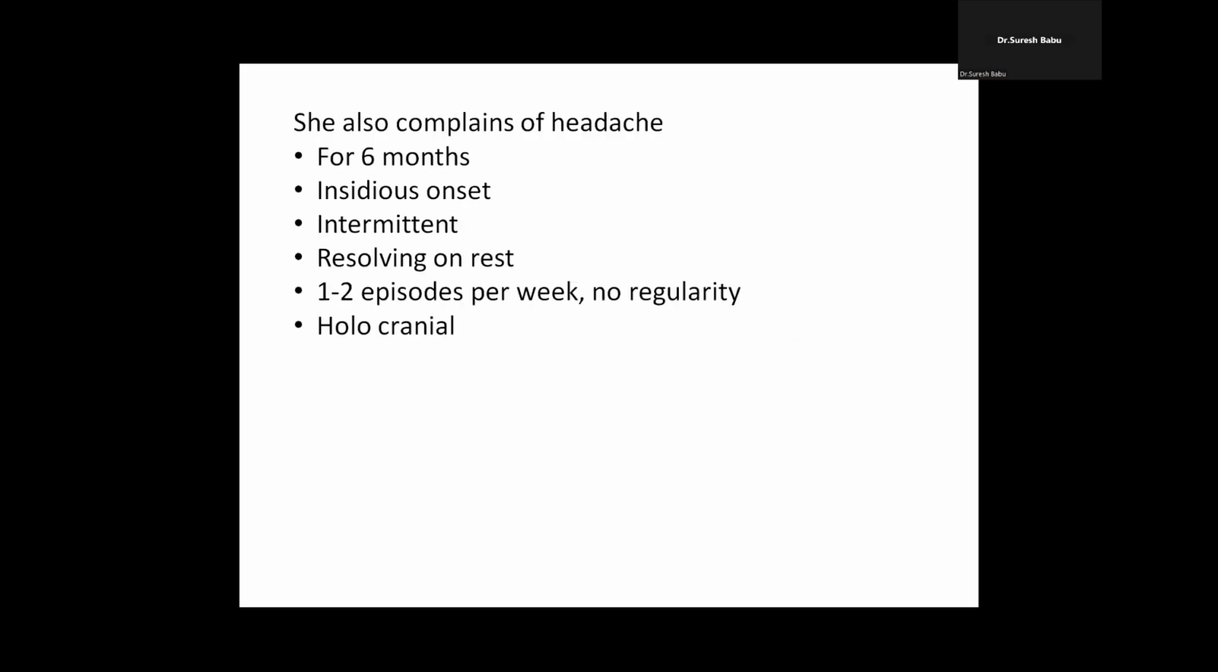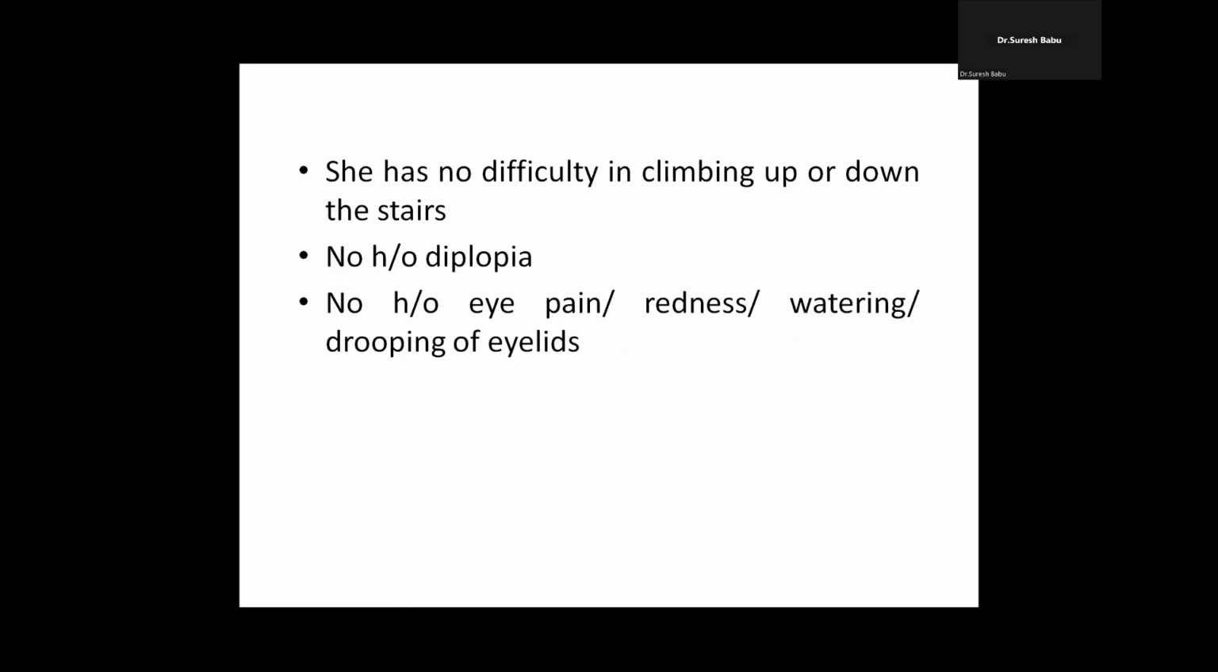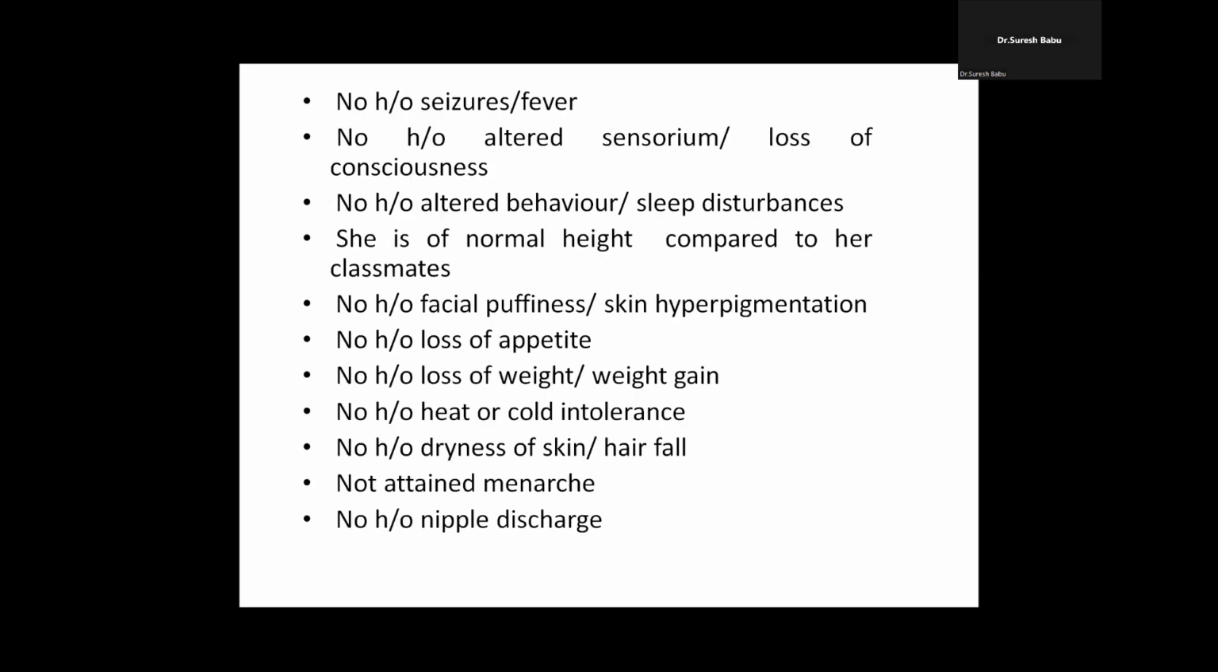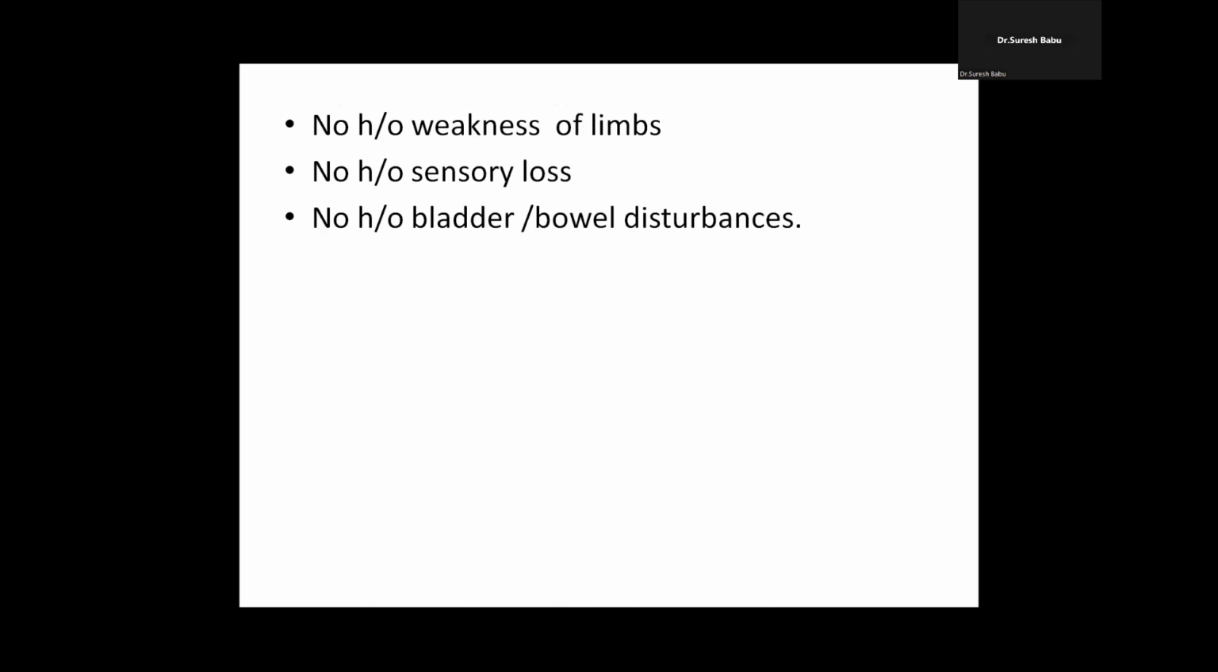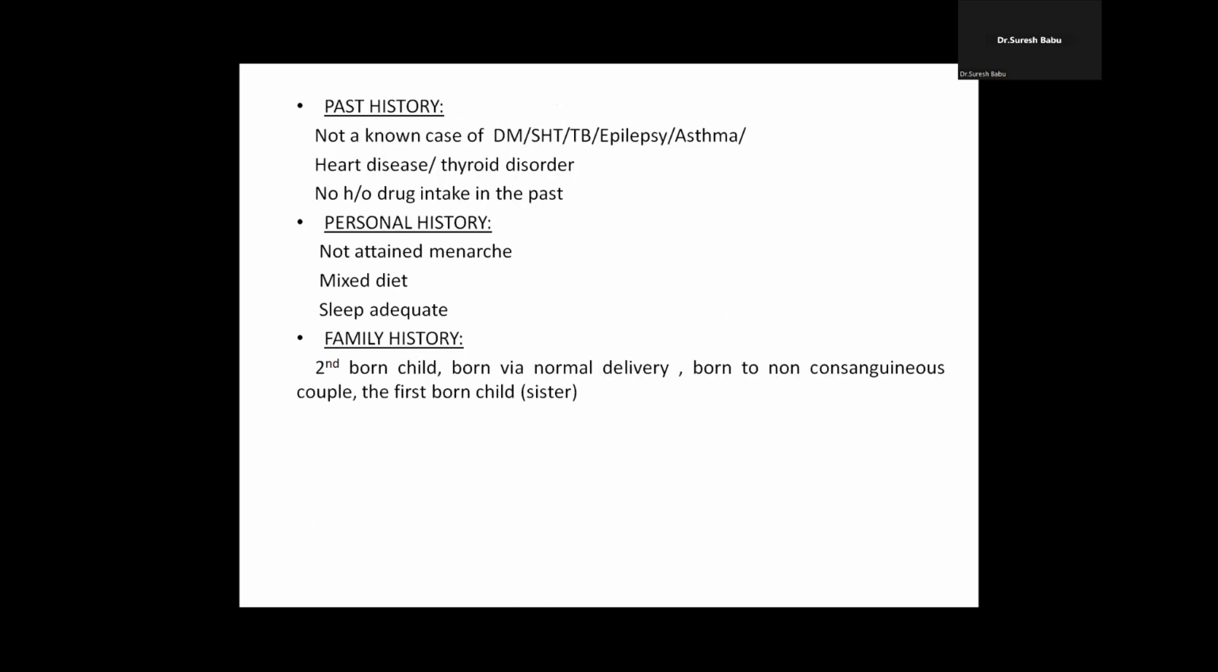She also had complaints of headache for 6 months, insidious, intermittent. It is not more of an ICP type of headache. 1 to 2 episodes per week and holocranial. Other than the second cranial nerve, other things are normal. Higher mental function, sensory motor system, everything is normal. There are no markers of NF1, sir.